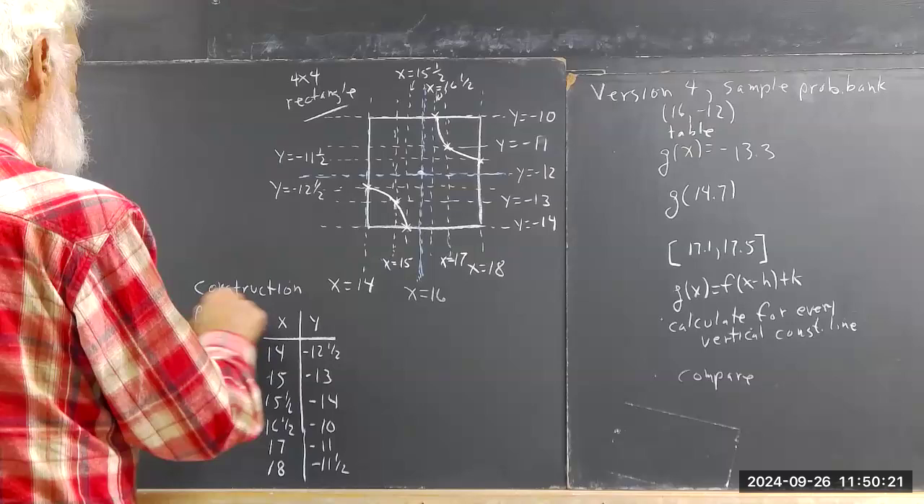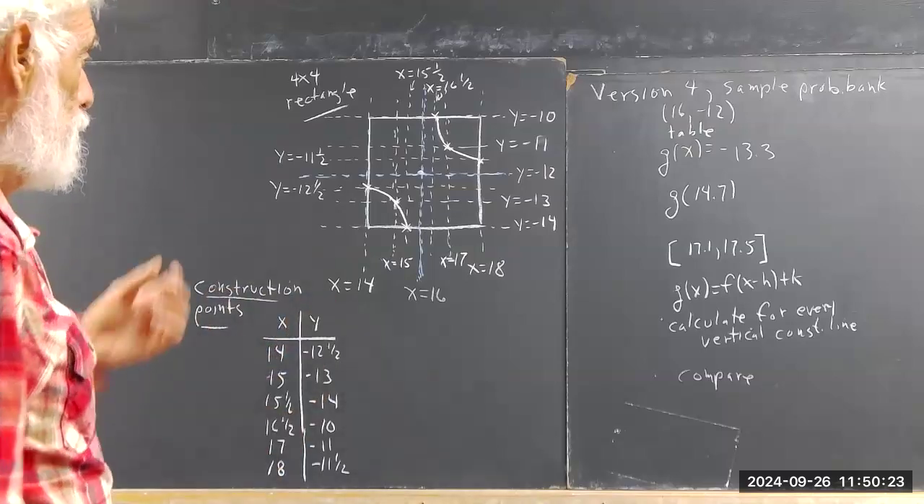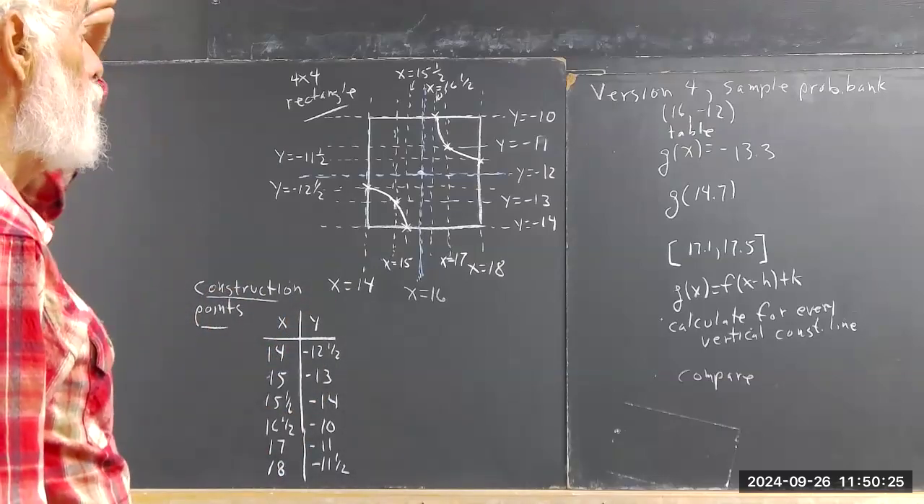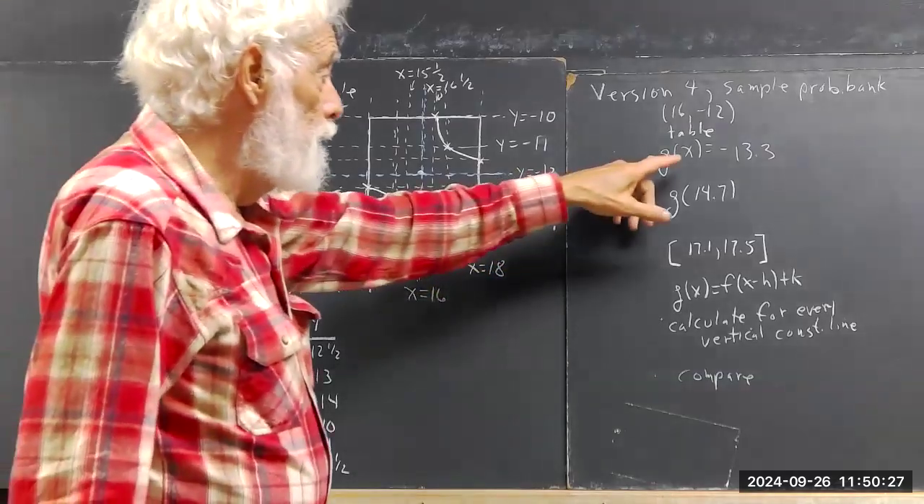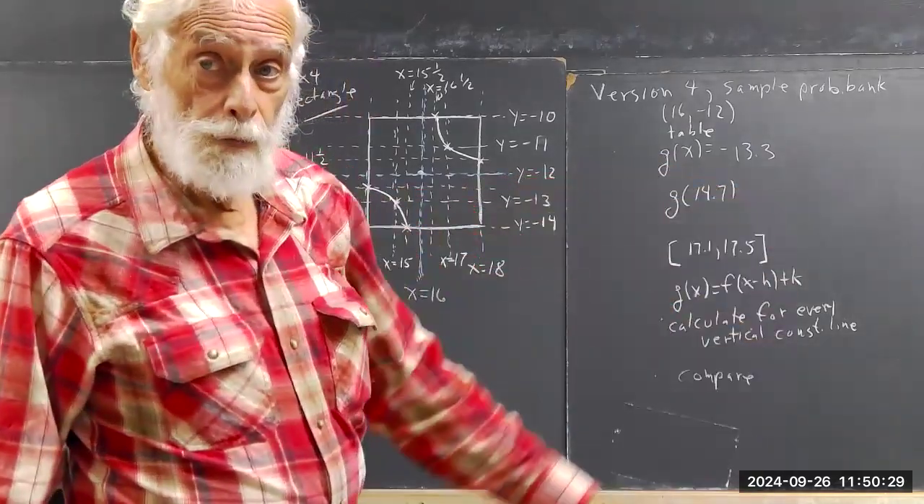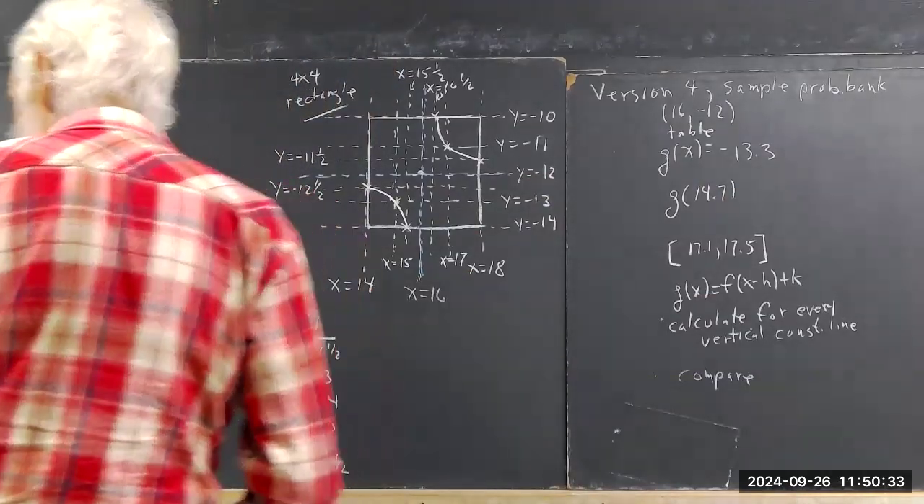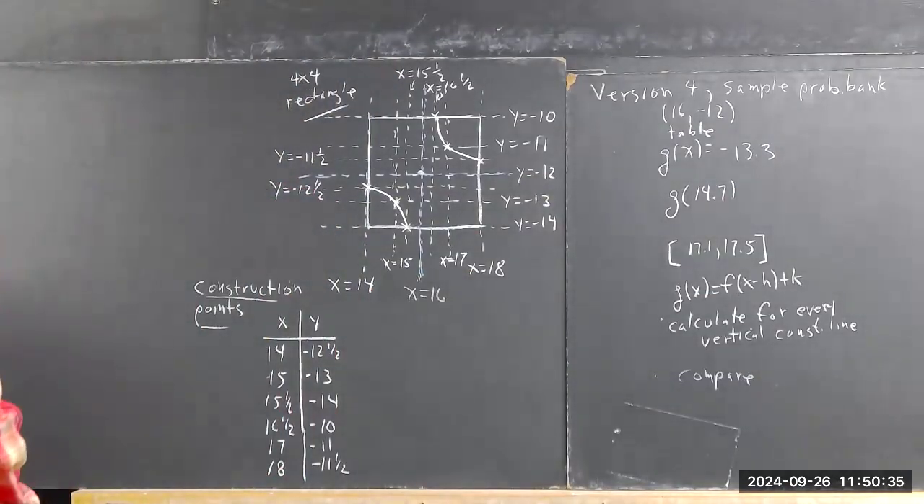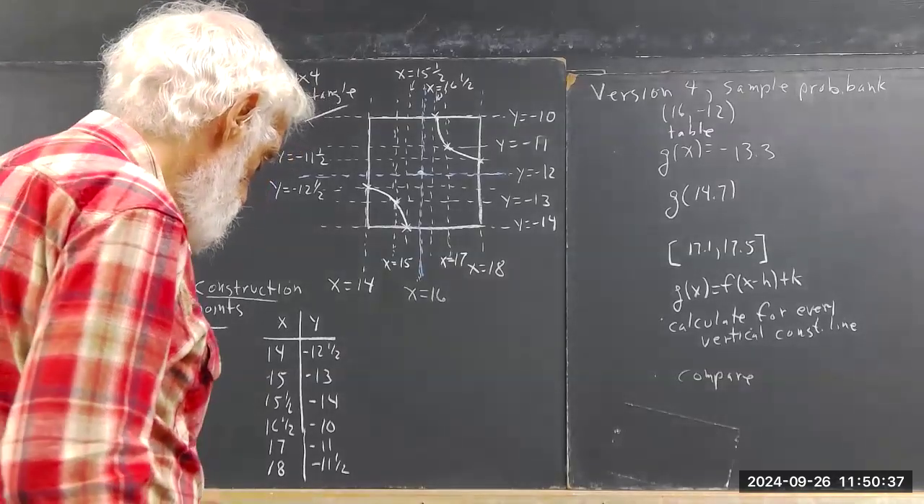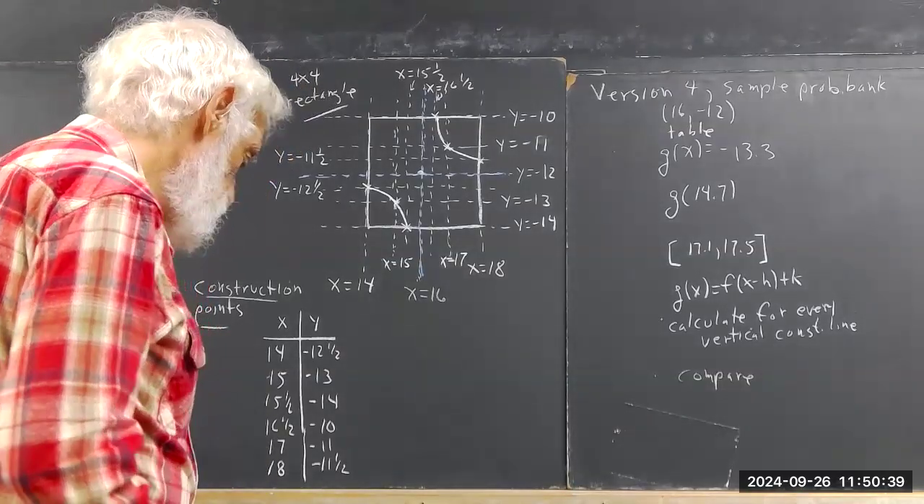Structure points. Okay, now we're going to do things with this. We're going to solve g of x equals -13.3. Solve the equation g of x equals -13.3. And this solution is so wonderful, it deserves its own color.